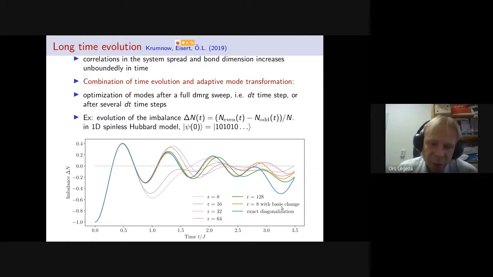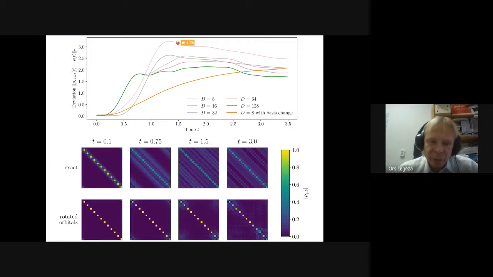It already starts to deviate from the exact solution around time 0.7. While if you take the same R equal 8, but with the adaptive mode optimization, it starts to deviate from the exact only around 2.5 or 2.7. So from 0.7, we went up to 2.7. And that's exactly what we are doing. What happens is that if you monitor the one-particle reduced density matrix, for example, in the exact solution, we can see how it looks. And of course, it gets more and more off-diagonal terms.